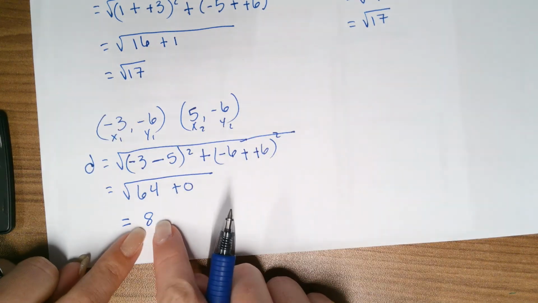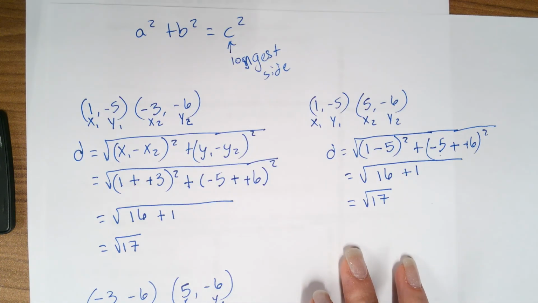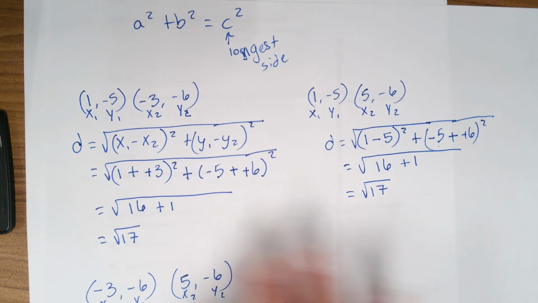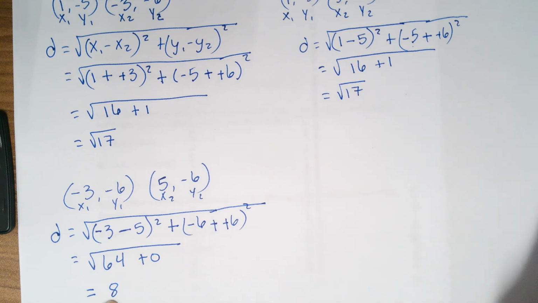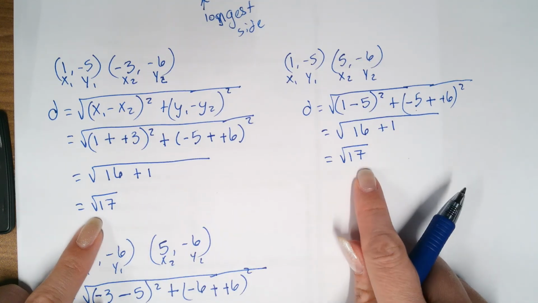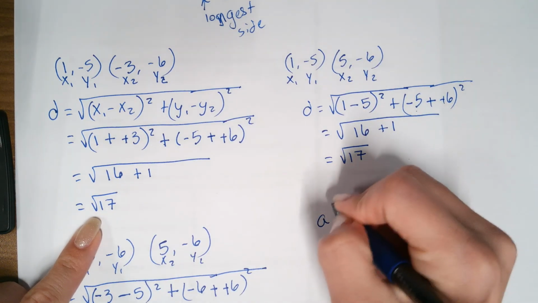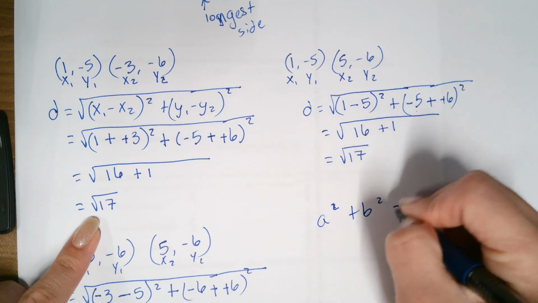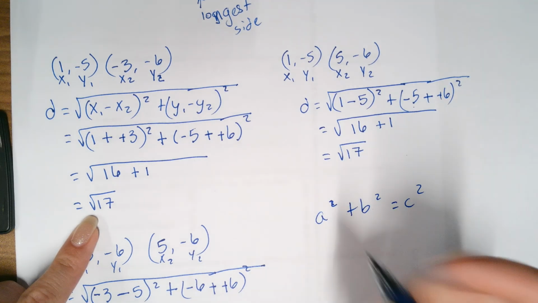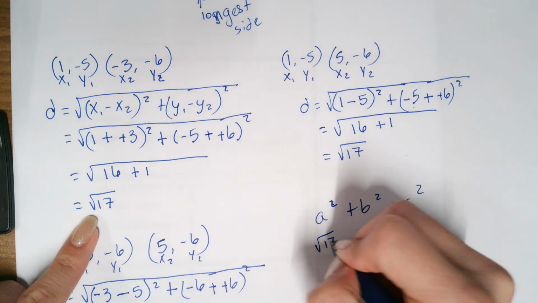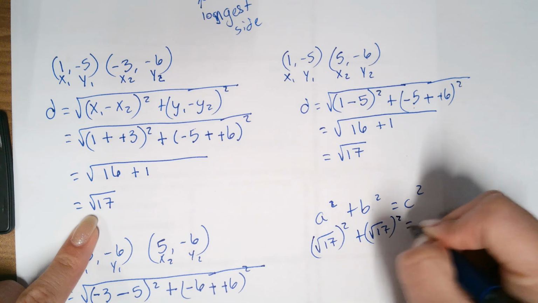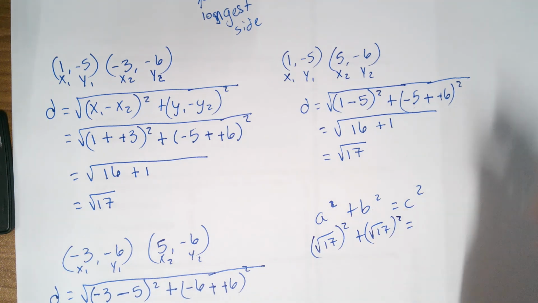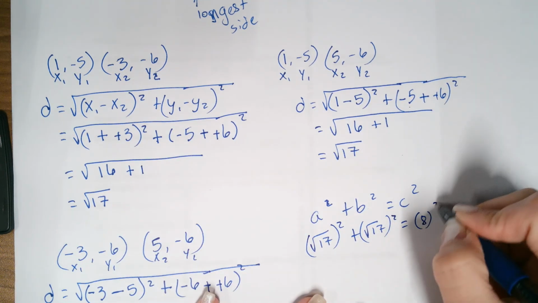So I know that this side is the longest side. So I'm going to put that into the Pythagorean theorem, a squared plus b squared equals c squared, and see if it gives me a true statement back out. So again, 8 is c, so that makes a and b the square root of 17. So we have the square root of 17 squared plus the square root of 17 squared equals, we said that 8 was the longest side, so that's c, 8 squared.